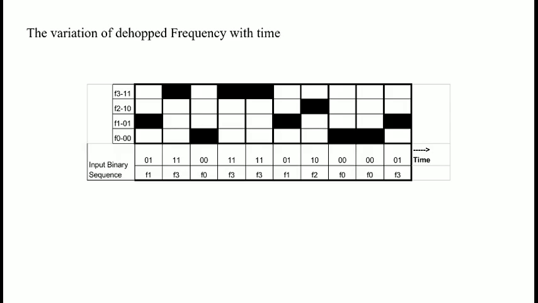Next, the variation of dehopped frequency with time. On the x-axis, write only the input binary sequence, and name 0 0 as F0, 0 1 as F1, 1 0 as F2, and 1 1 as F3. On the y-axis, write only the MFSK frequency or MFSK tone in hertz. In level 1, write down F0, that is 0 0. In level 2, write down F1, that is 0 1. In level 3, write down F2, that is 1 0. And in level 4, write down F3, that is 1 1.